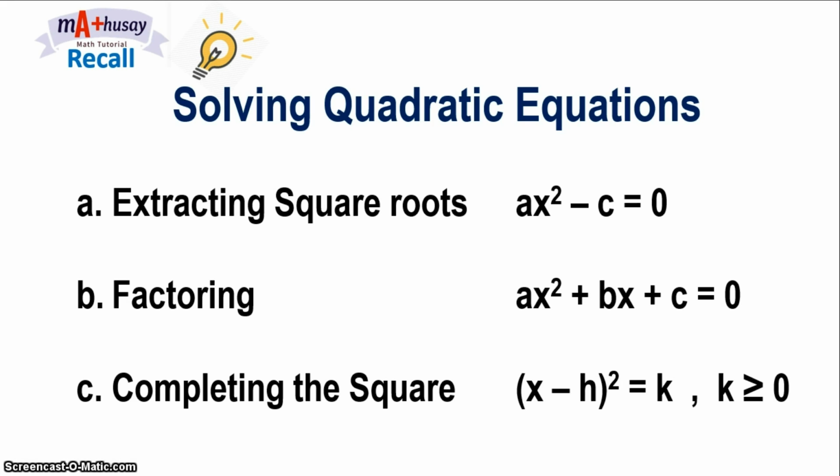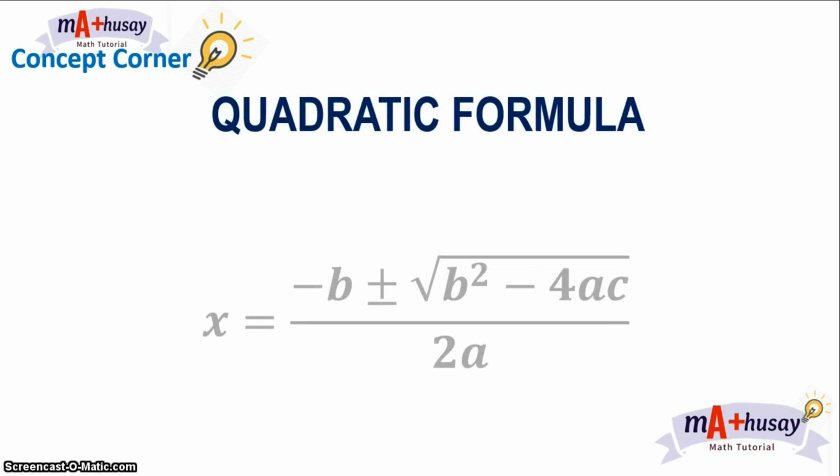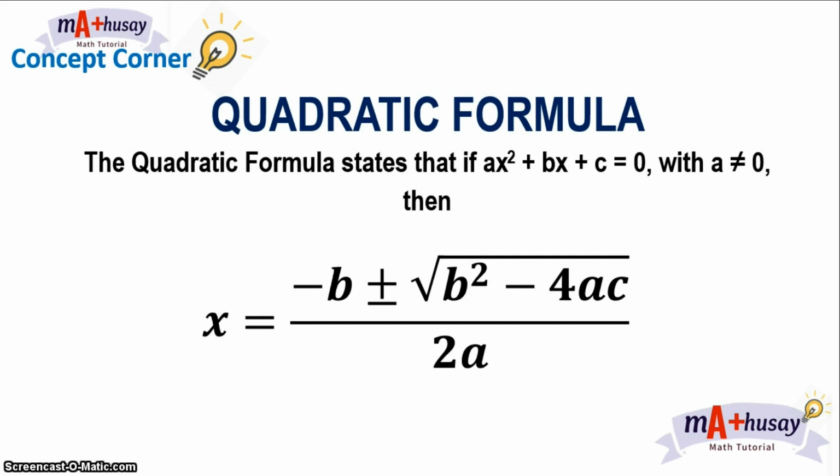This time, we will use the quadratic formula to solve it. So the quadratic formula is actually x is equal to negative b plus or minus the square root of b squared minus 4ac divided by 2a. We have to make sure that a must not be equal to 0. But first, let me show you how we derive this general formula by applying the completing the square and extracting square roots.